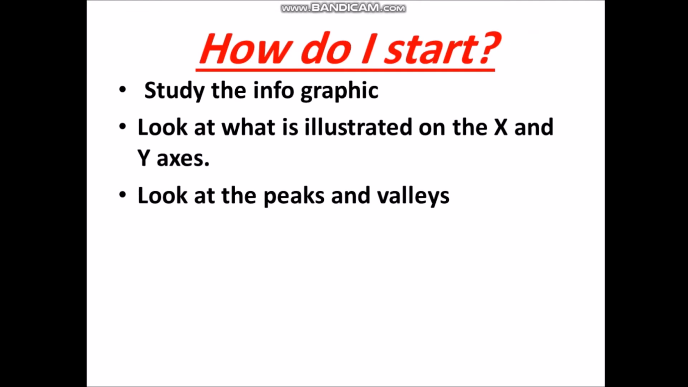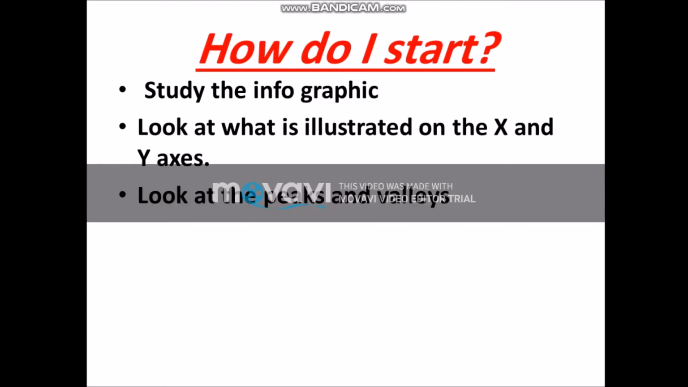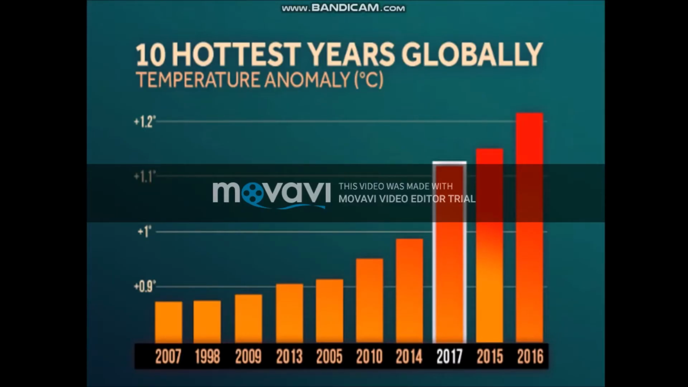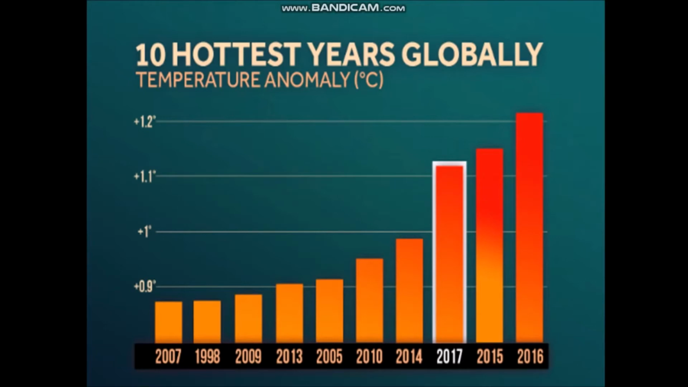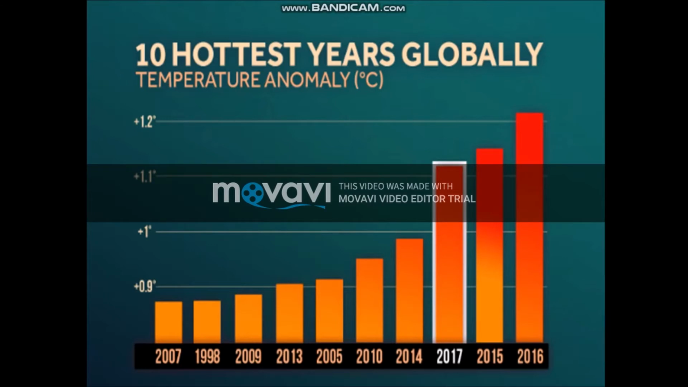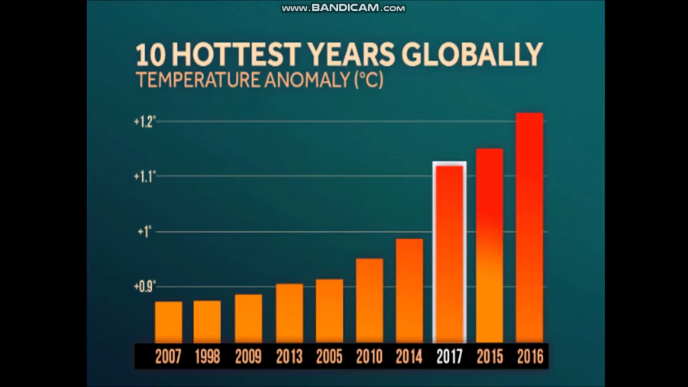I have to look at the peaks and valleys. Peak is the highest point in the graph and valley is the lowest. For example, the hottest year globally was 2016, where temperature reached its peak at plus 1.2 Celsius. And in both 2007 and 1998, it plummeted to just under plus 0.9 Celsius. This is a valley, or this is the lowest point in the graph.